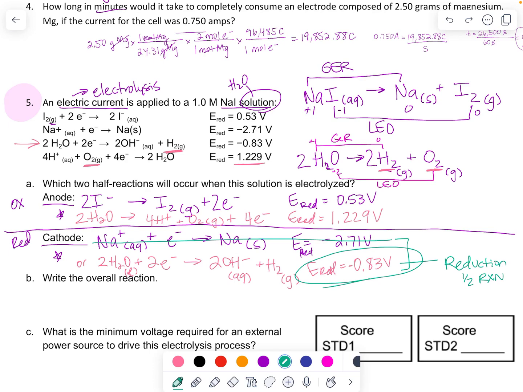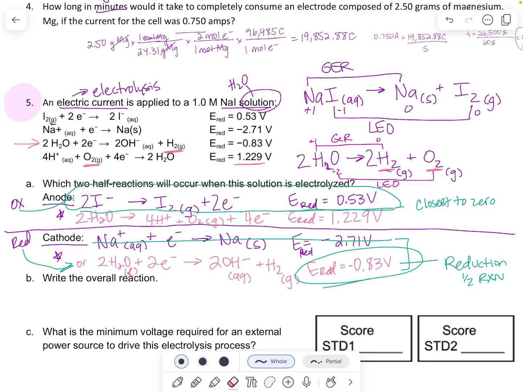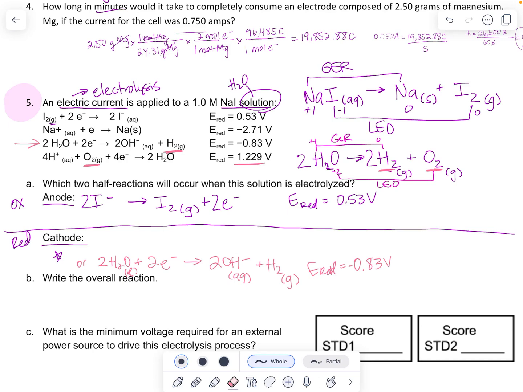Then when I look at the oxidation choices, I always want to choose the one that's closest to 0. Because that one will take the least amount of energy to run the cell. Okay, so it's always going to choose the one that I'm going to need the least energy to do. So that one is this equation here. So this is going to be my oxidation half reaction, and this one for the water is going to be my reduction half reaction. So let's just clean that up real quick and get rid of the ones that are not actually occurring.